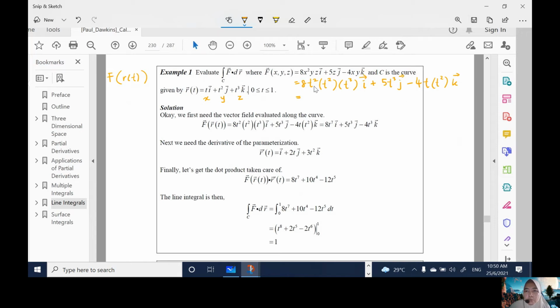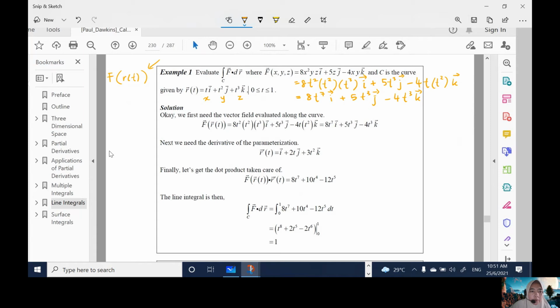Next step is you need to simplify. t to the power 2 times t to the power 2 gives t to the power 4. t to the power 4 times t to the power 3 gives t to the power 7. Then we have 8t to the power 7 i. Then this remains the same, and this will be minus 4t to the power 3.